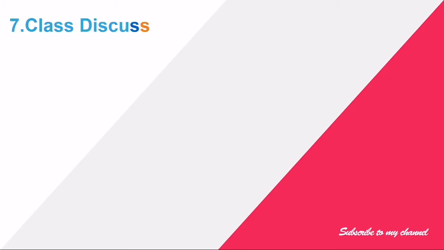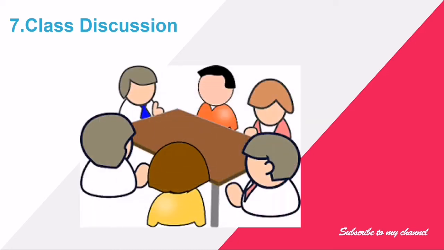Number 7. Class discussion. Another way for students to teach each other is through class discussion. As students take turns discussing the subject, you can assess their knowledge and discover which student grasps the concept and to what extent.